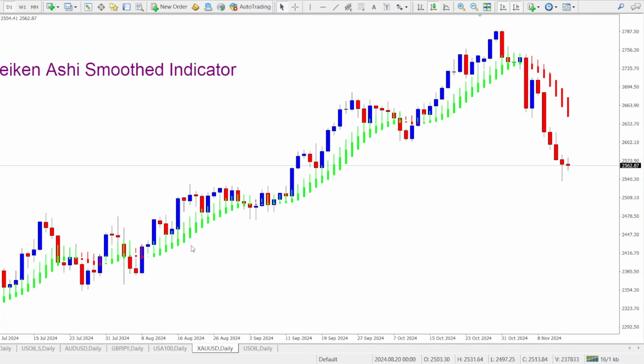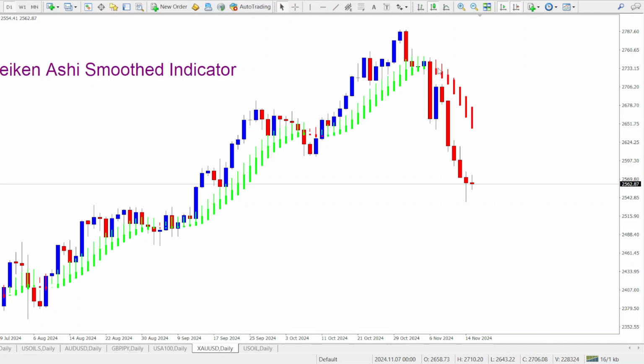Now, as we can see on the chart, when you notice green candles, it indicates potential buying opportunities, while red candles indicate selling opportunities. The simplicity and the effectiveness of this indicator makes it quite essential for traders who value trend following strategies. As a trader who aims to identify trends and trade based on trends, you can find this indicator really useful.